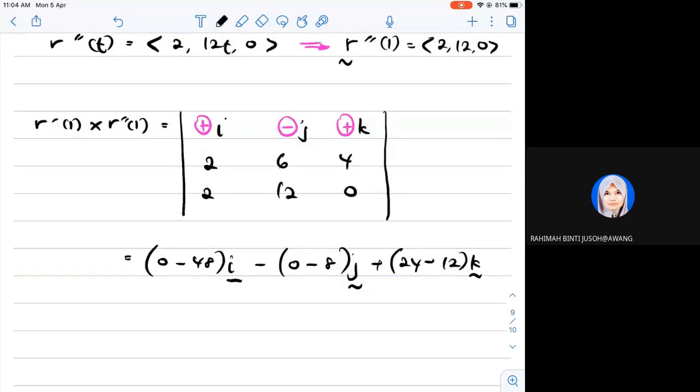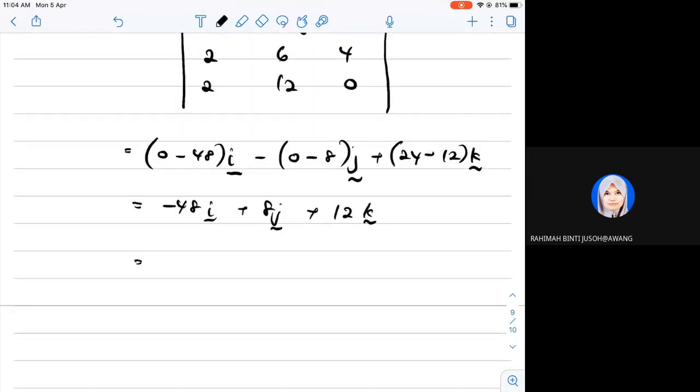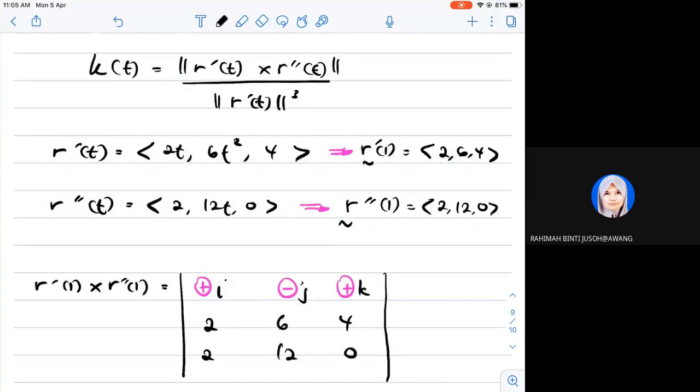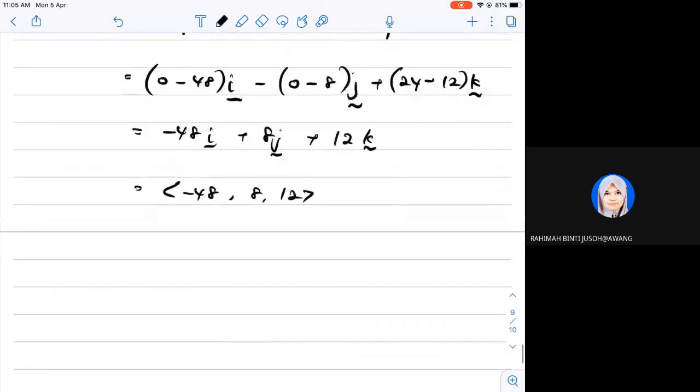12k, like this. So we will have negative 48i plus 8j plus, aja lah, 24 tolak 12 dari 12k, like this. So we will have negative 48, 8 and 12. Okay. So next kita kena cari magnitude dia. Alright. So magnitude of R prime cross R double prime.